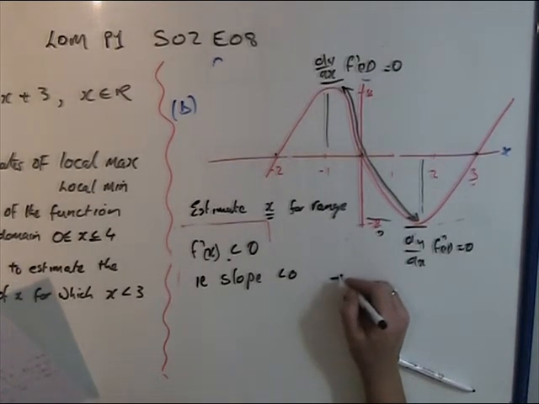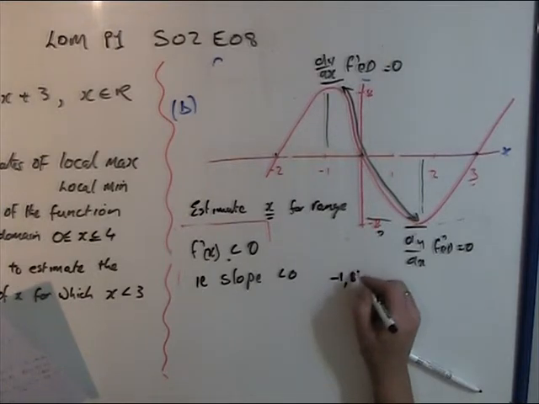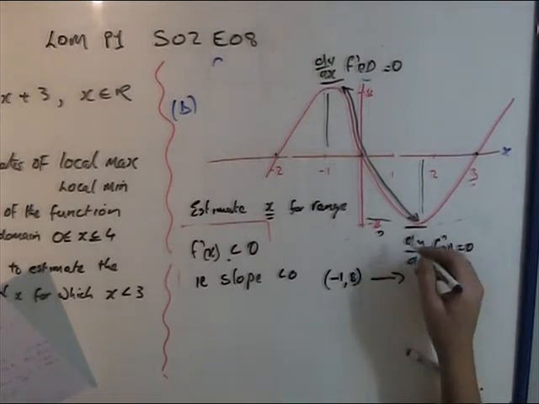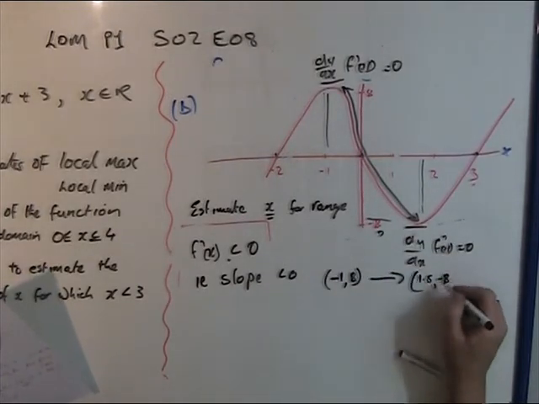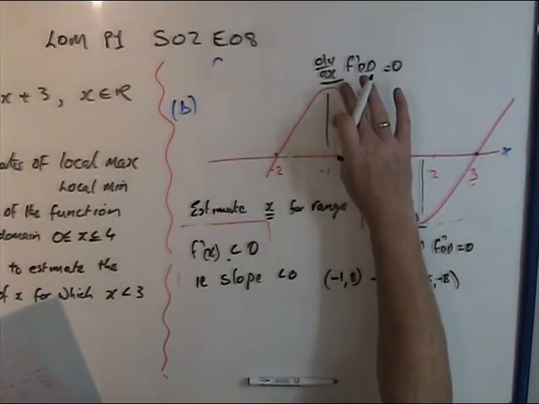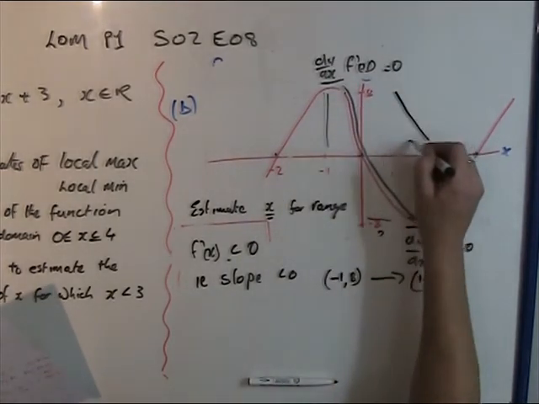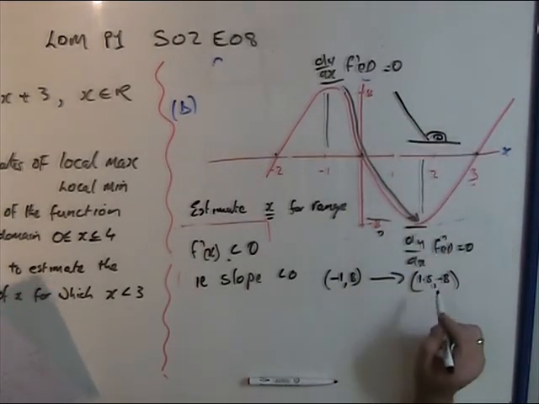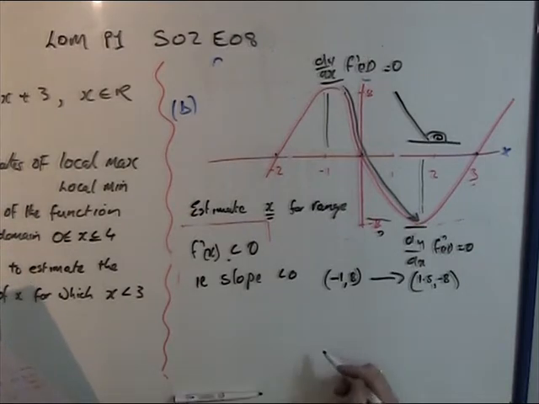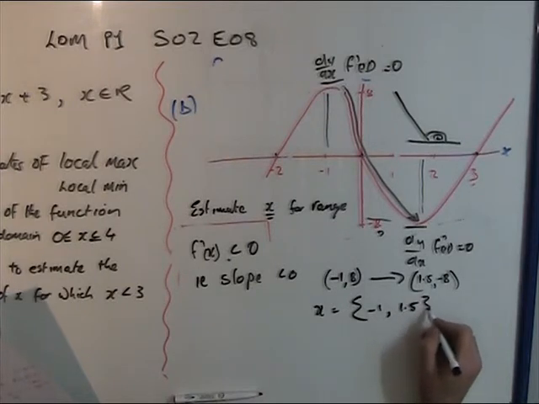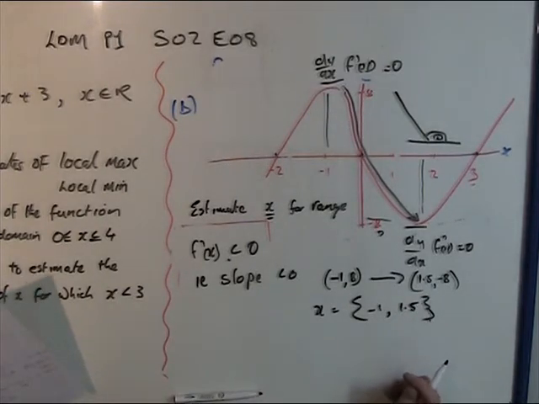So it's minus 1. I'm going to write out the point: minus 1, 8, and it goes to 1.5, minus 8. Okay, so that's where it's going down. Remember, we talked about slopes being negative when you're going from left to right. The angle is greater than 90 degrees. So the x values will be between minus 1 and 1.5. Okay, that's the set.